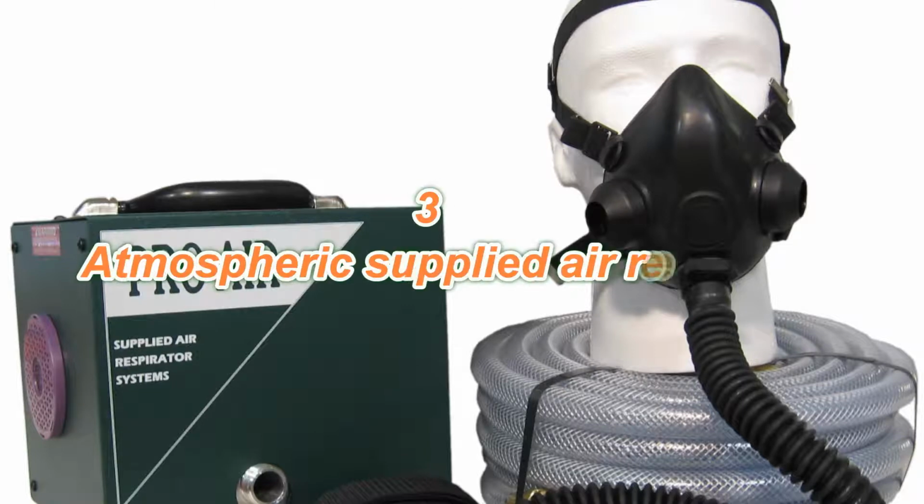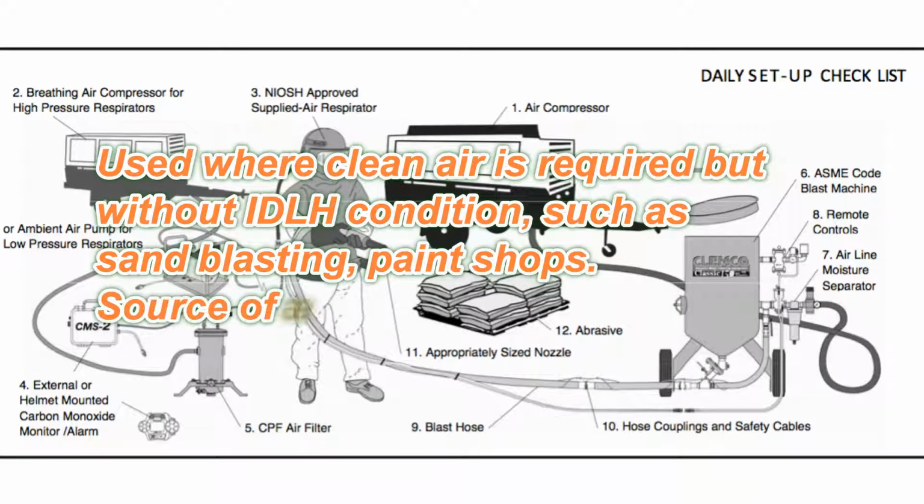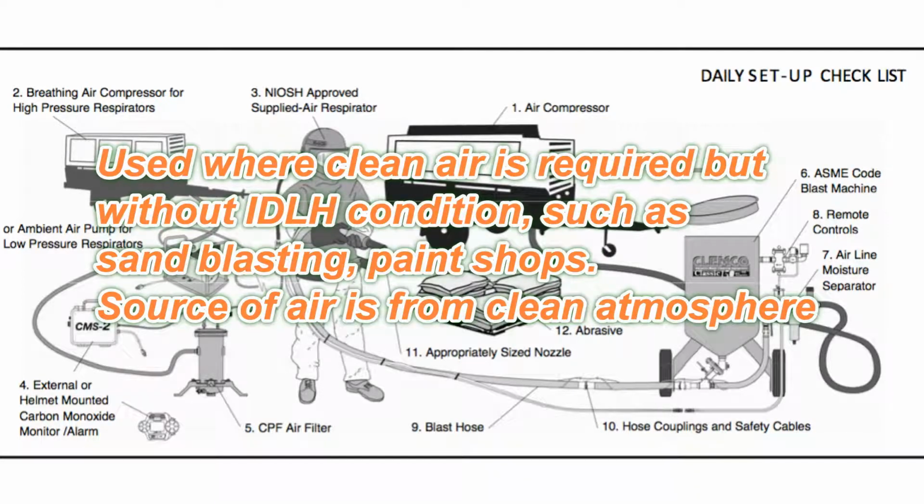Atmospheric air supply respirators are used where exposure demands the use of clean air but conditions are not ideal. The air is supplied through an air hose from a clean atmosphere. The user wears a hood that covers the head and face area.